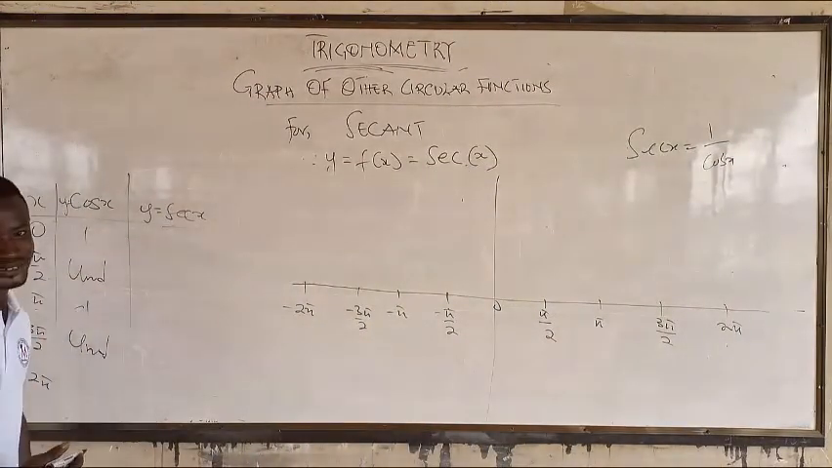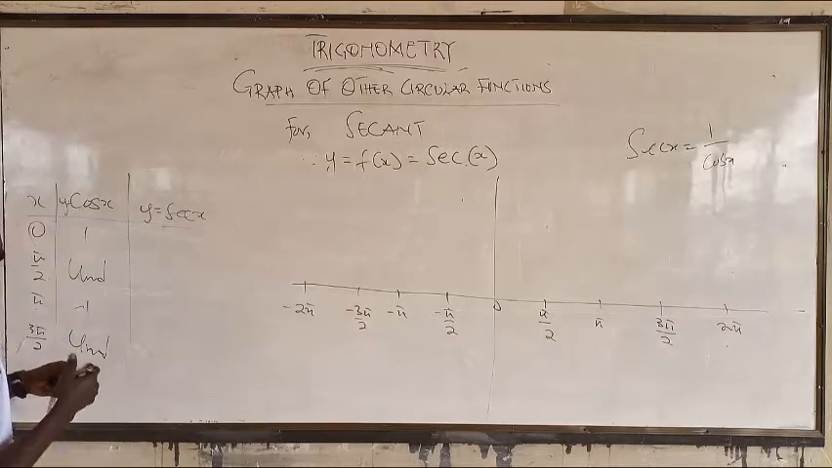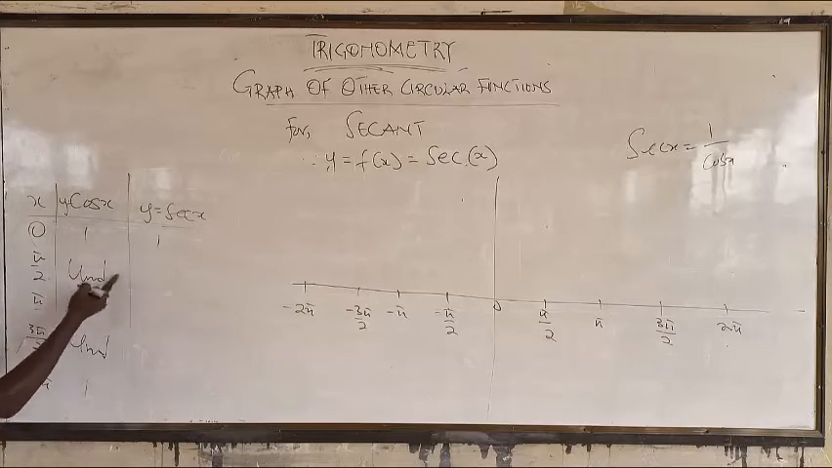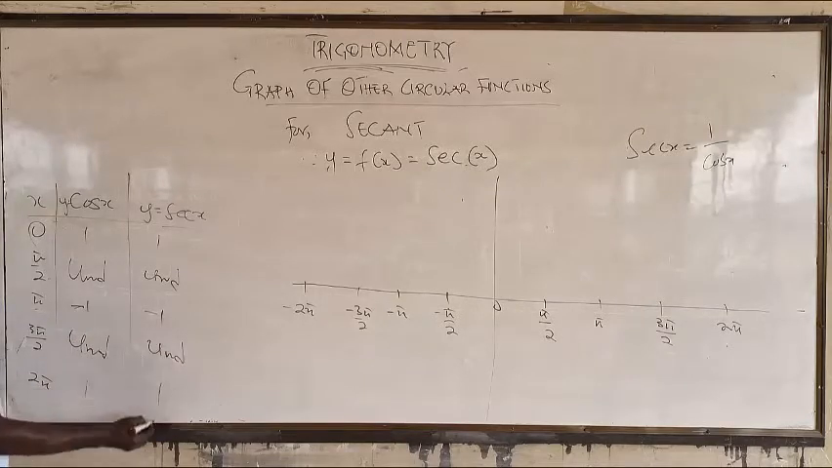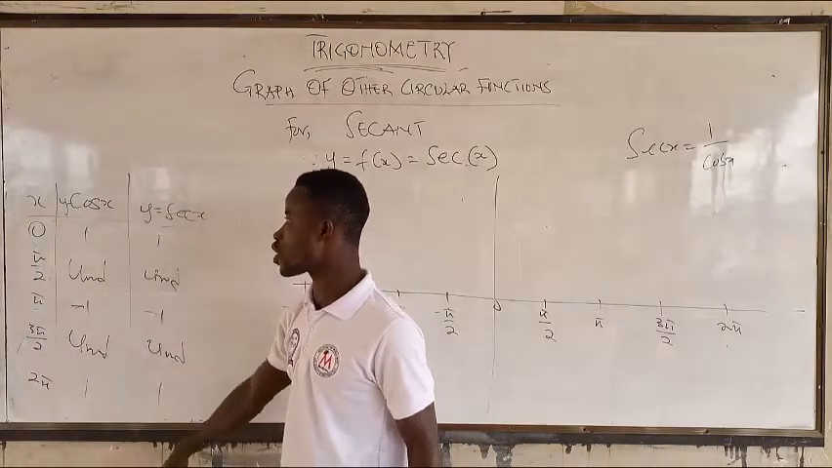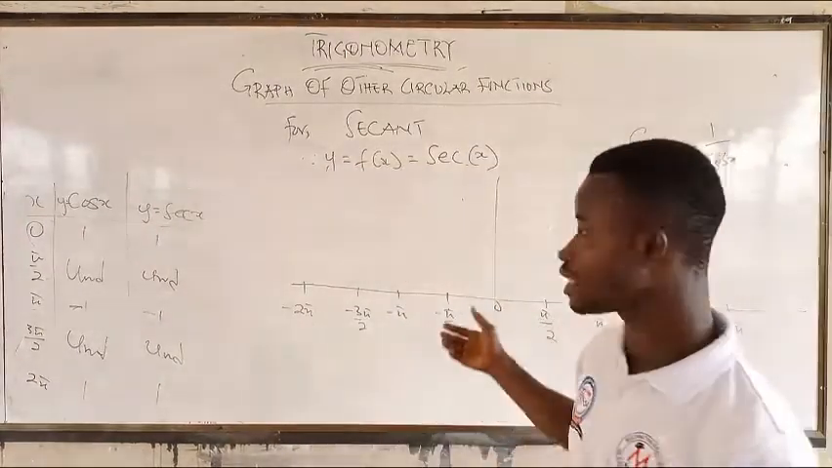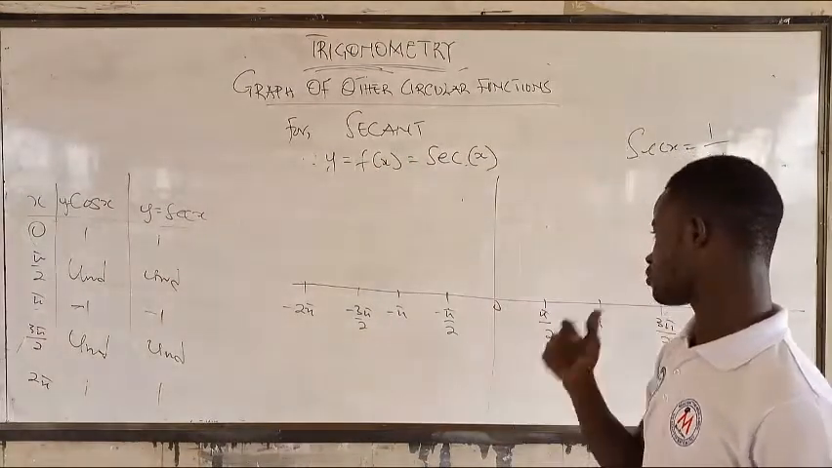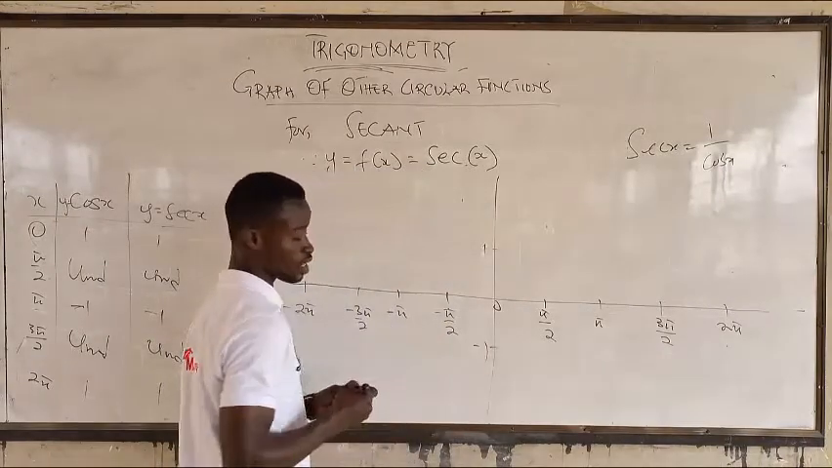I want to allow you to do it yourself, okay? And for this, you also get 1. Very good, and it follows like that. So when you take 1 over this, you still get 1. 1 over this, you still get undefined. 1 over this, you still get negative 1. Please, it's not always that the output for the cosine is going to be the same as the secant. You go for 1 and negative 1.